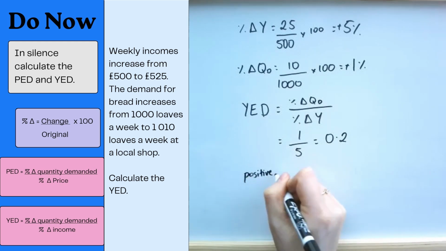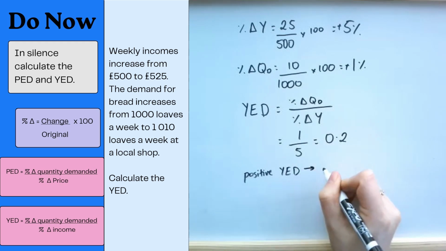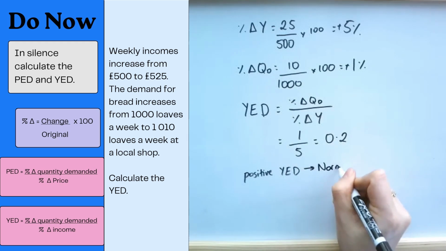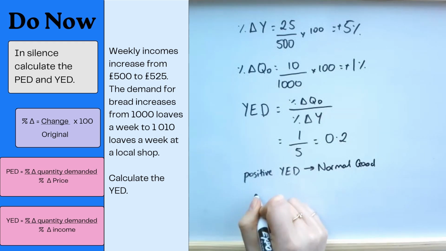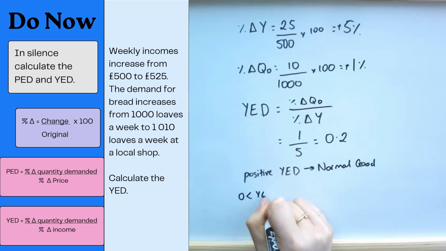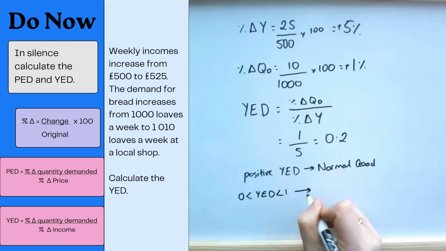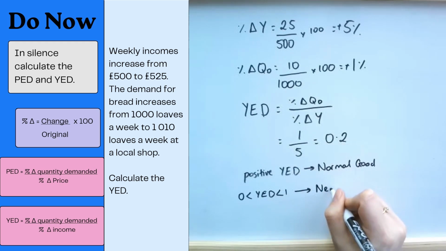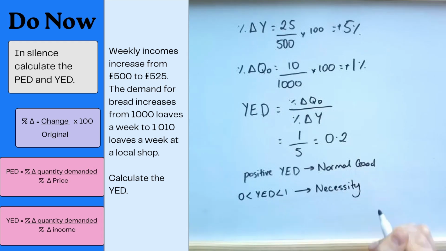Now, because that is a positive number, and for YED, positives and negatives do matter, a positive YED tells us that it is a normal good. And so that means that when incomes increase, people consume more of it. However, because that YED value is between 0 and 1, it tells us that these goods are a necessity. And so the increase in demand for them is less than proportional to the increase in income.